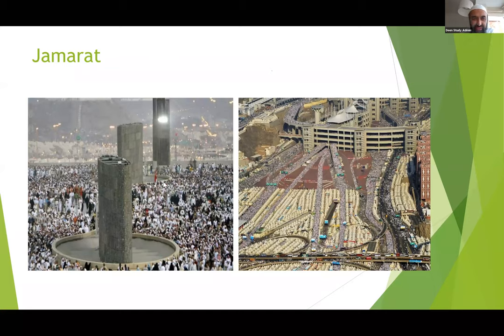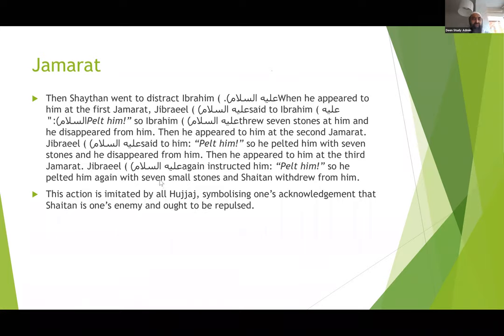So the shaitan went to distract Ibrahim alayhi salam when he appeared to him at the first Jamarat. Jibreel, the angel, said to Ibrahim alayhi salam, pelt him. So he did that. Ibrahim alayhi salam threw 7 stones and he disappeared from him. Then he appeared to him at the second Jamarat. Jibreel said pelt him. So he pelted him with 7 stones and he disappeared again. And so on the third time, inshallah.